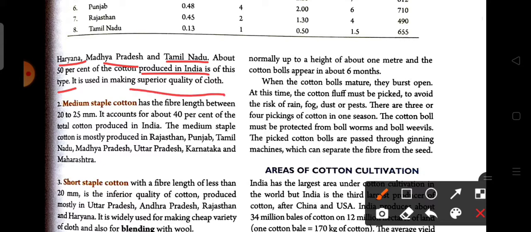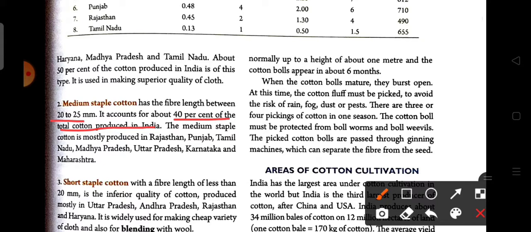So this type of cotton is mostly needed for making the best quality or the superior quality of clothes. Now we are going to discuss the next one, that is the medium staple cotton. Here we see that the fiber length is between 20 to 25 millimeter, and it accounts for about 40% of the total cotton produced in India.